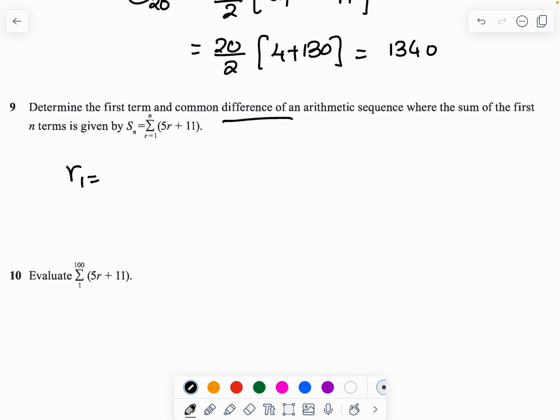Substitute r equals 1. So what am I going to do? Substitute r equals 1. So you get s1, which is nothing but 5 times 1 plus 11, which is 16. Substitute r equals 2.